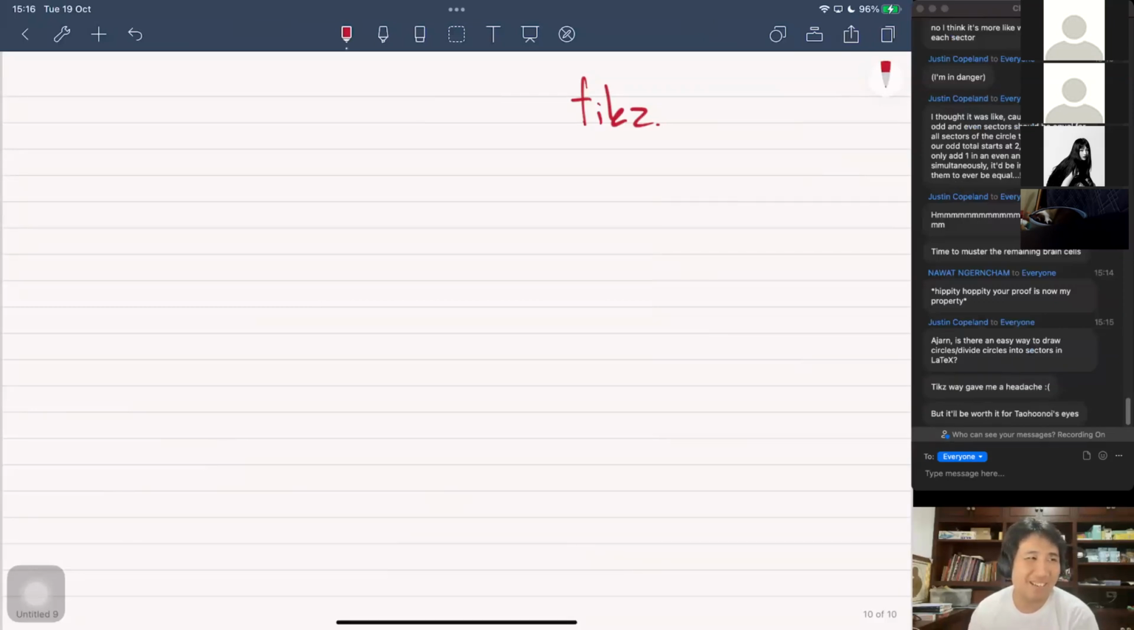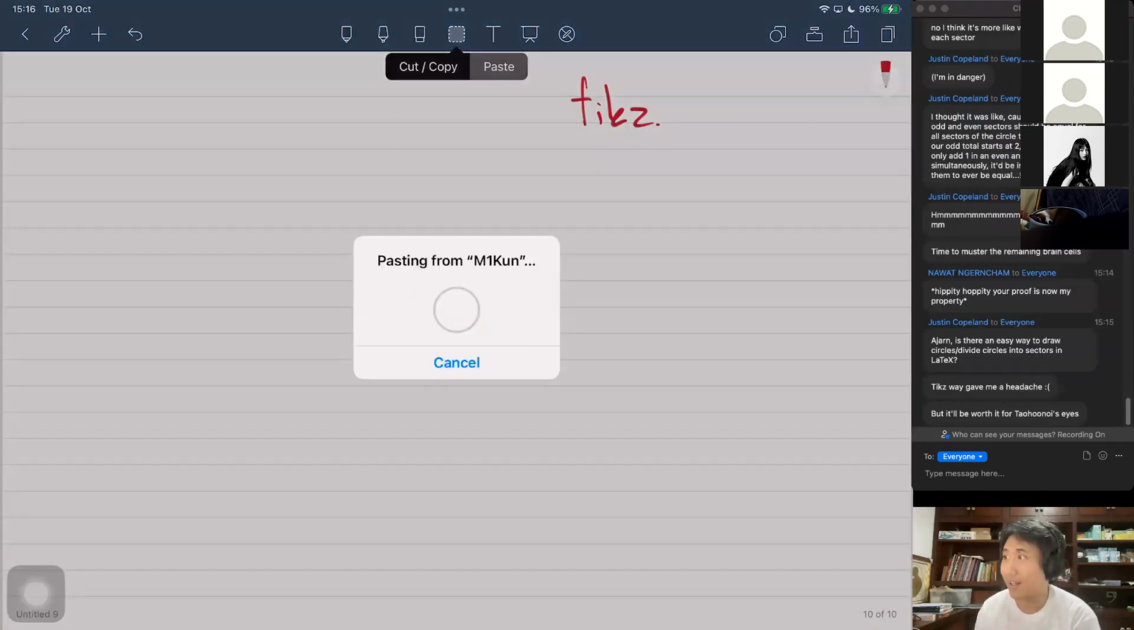his name is not though. His name is not. Copy the image. And why can't I paste it here? Aha, there. 15, 15. We got it, right?